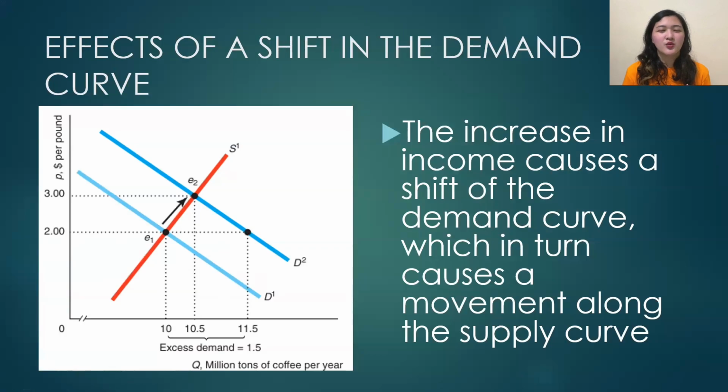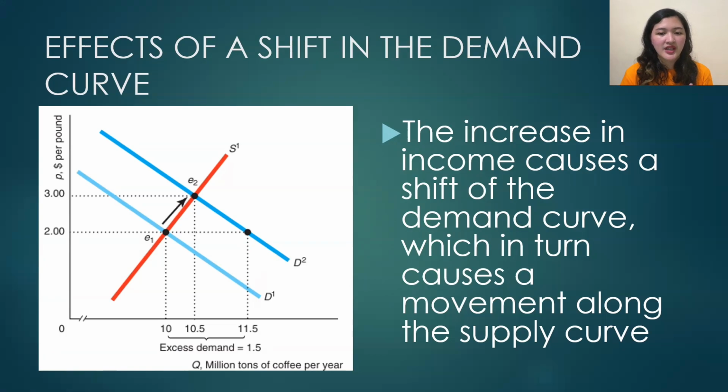This creates a situation where demand exceeds supply, leading to an excess demand of 1.5 million tons. In other words, there's a gap of 1.5 million tons between what consumers want to buy and what suppliers are willing to sell at the current price. This imbalance puts pressure on the market and sets the stage for price adjustments.